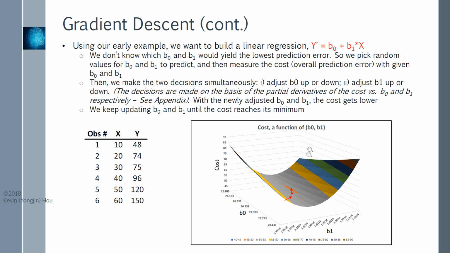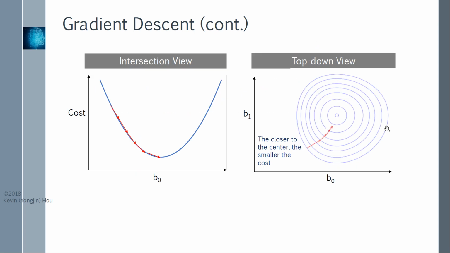We could also have another view. Imagine we're a bird. We fly over the cost surface and we look down. Then this gives us the top-down view. In this view, you see the circles. The outer circles are associated with higher cost. The inner circles are associated with lower cost. So the closer to the center, the smaller the cost is. The way you get there is by gradually approaching the optimal B0, B1 estimates.